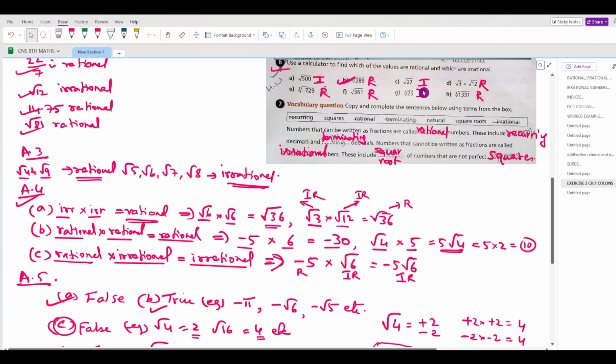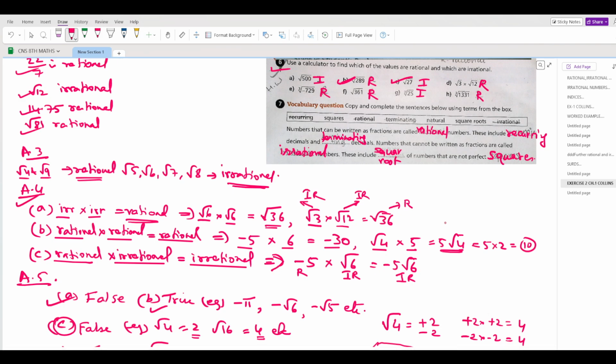It is a rational number. Then root of 27. Now 27 is not a perfect square and it is placed under a square root sign. So definitely this root of 27 will be an irrational number, isn't it? Let me check this root of 27 on the calculator and let me see what answer I'm getting.